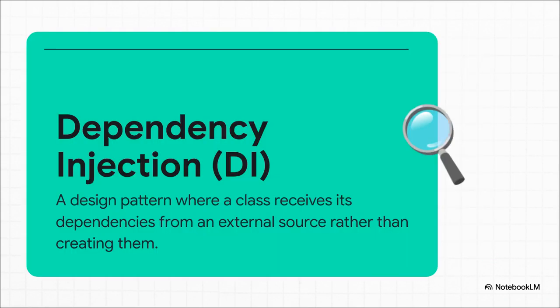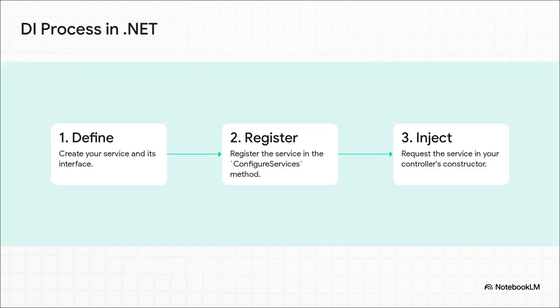Think of it this way. DI is all about creating loosely coupled code. Instead of a component, say, your controller, building its own tools, like creating a new database connection from scratch, it just asks for one. It says, hey, I need a database connection, and something else provides it. This makes your code way more flexible and, oh my gosh, so much easier to unit test. It's a game changer. And the best part? ASP.NET Core makes it super simple to do.